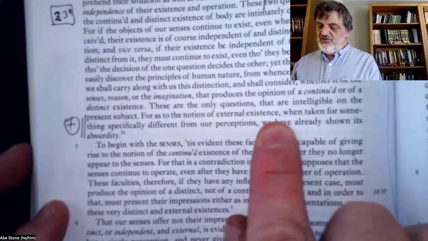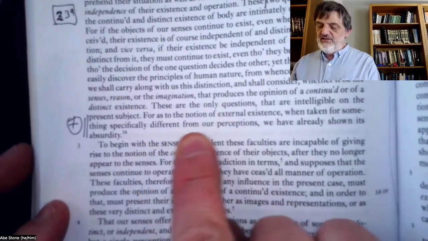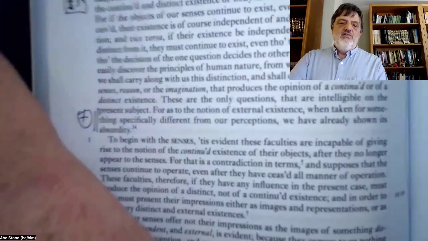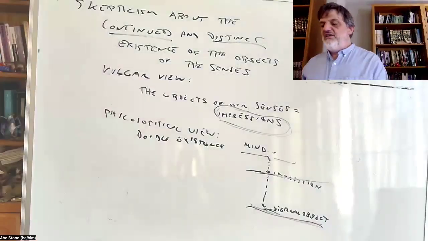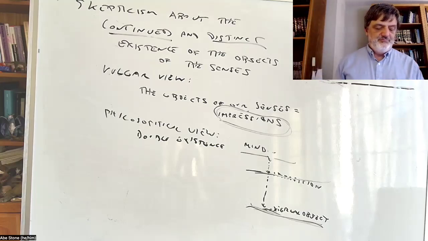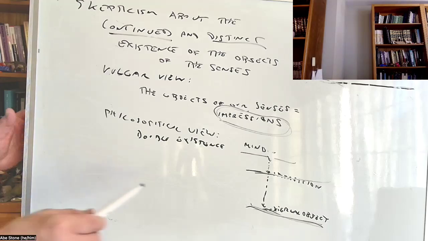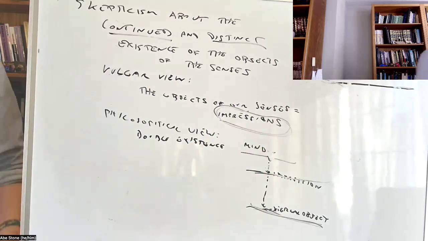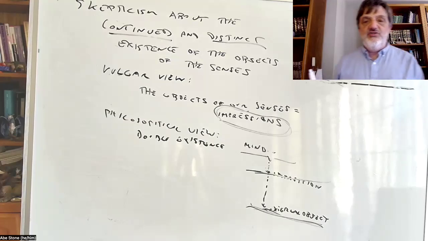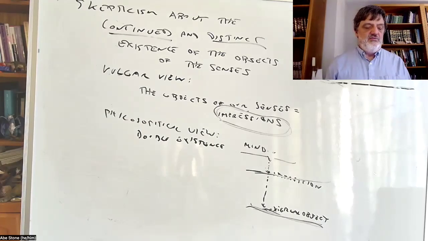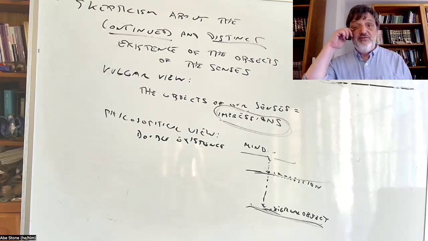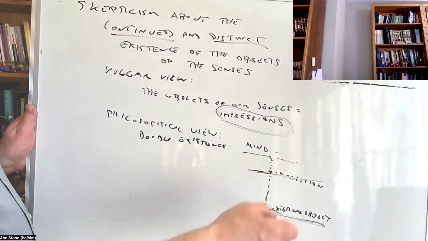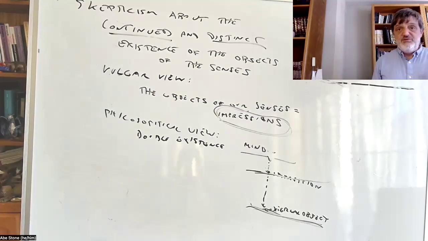For as to the notion of external existence, when taken for something specifically different from our perceptions, we have already shown its absurdity. That is, if you think that the immediate object causes us to perceive the immediate object, but doesn't resemble it, then Hume says, I've already shown the absurdity of that. And that basically is Berkeley's view, right? Berkeley's view is that there is an external object, but it doesn't resemble my ideas. It's a spirit.